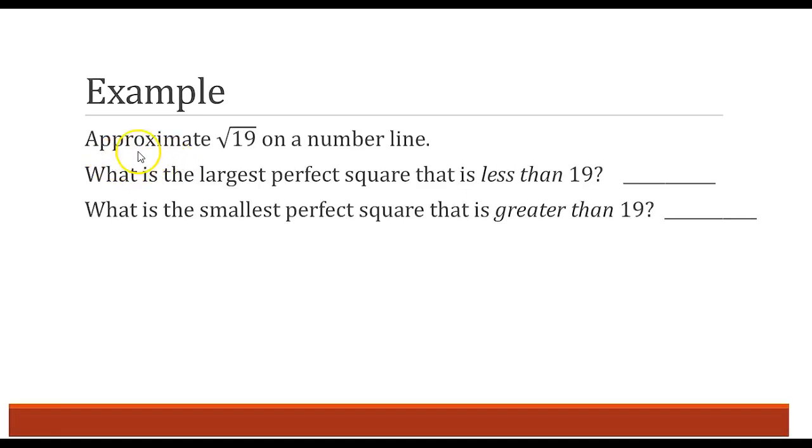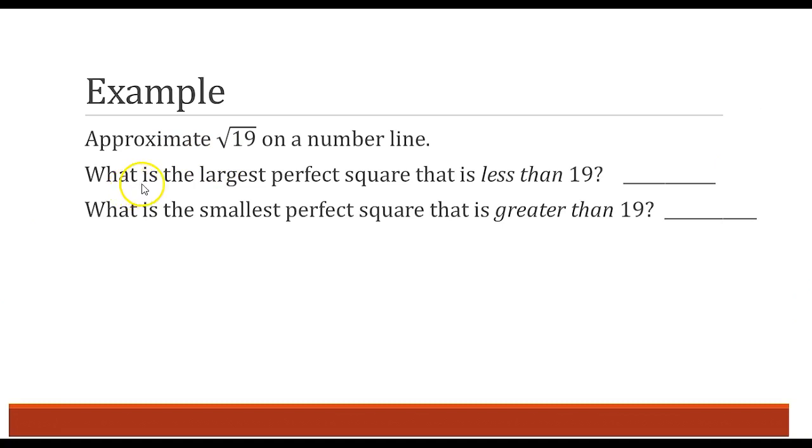In this example, we want to approximate the square root of 19 on a number line. Here we have a radicand that isn't a perfect square. There's no integer that we can think of that we multiply to itself, or square, to get 19. So we're stuck approximating this value.